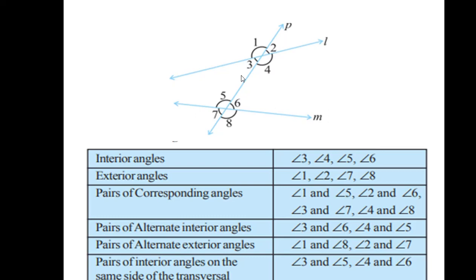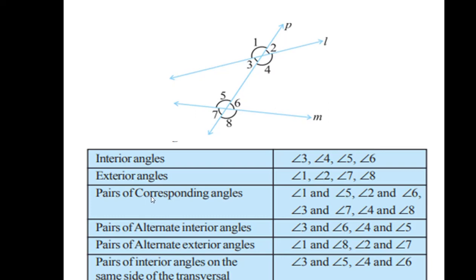Then next is pairs of alternate exterior angles. Same way, alternate means one will be to the left of the transversal, the other to the right of the transversal, but here it is exterior, that is, outside the line L. So we have two pairs here also: angle 1 and angle 8 are the first pair of alternate exterior angles, then angle 2 and angle 7. Angle 2 is to the right of the transversal, and angle 7 is to the left of the transversal in the exterior. So, alternate exterior angles.